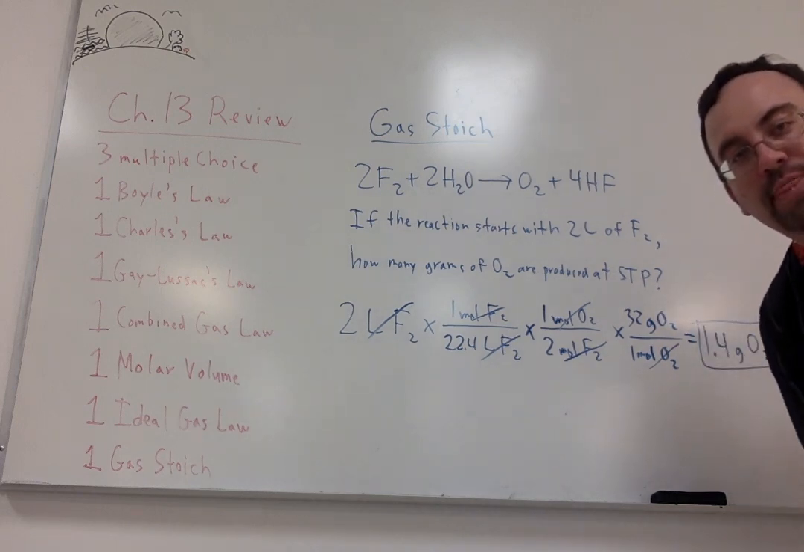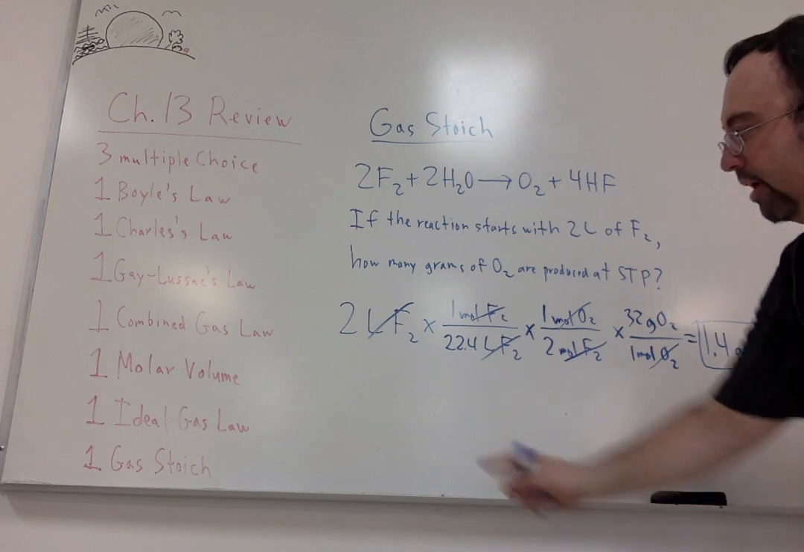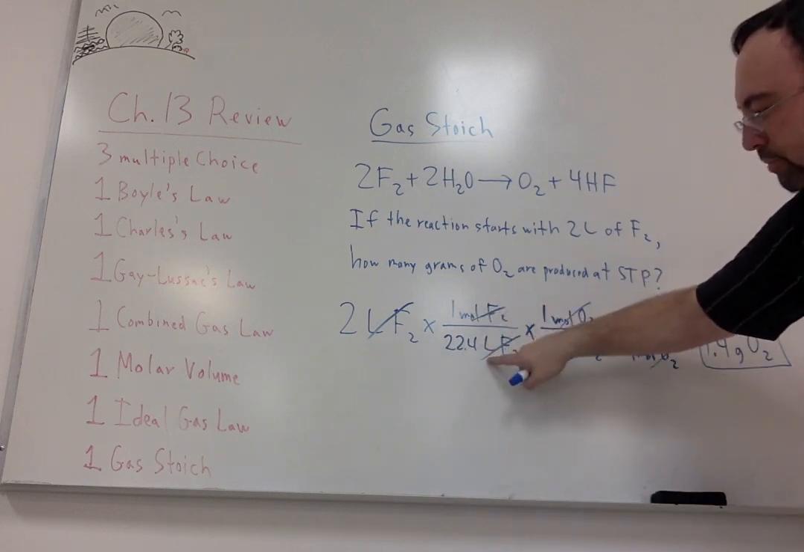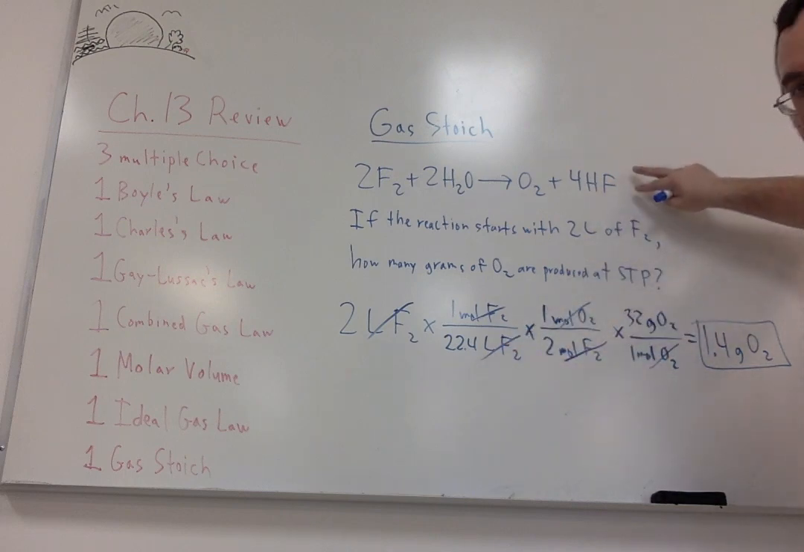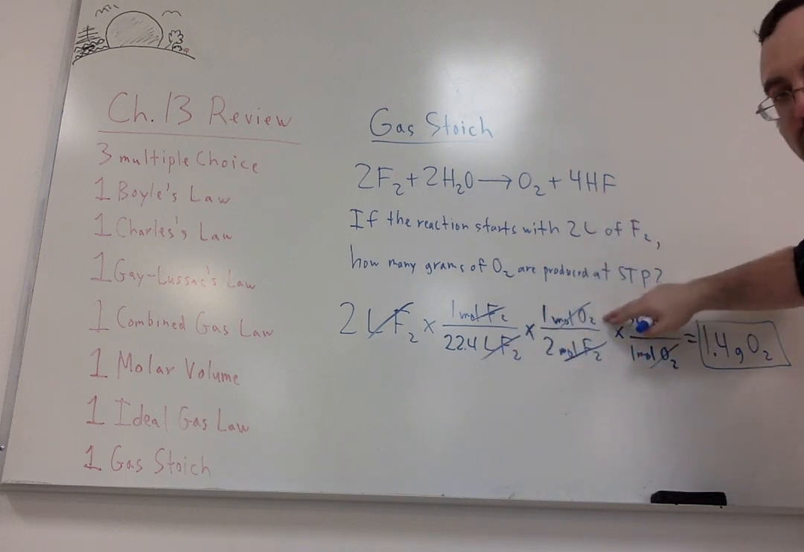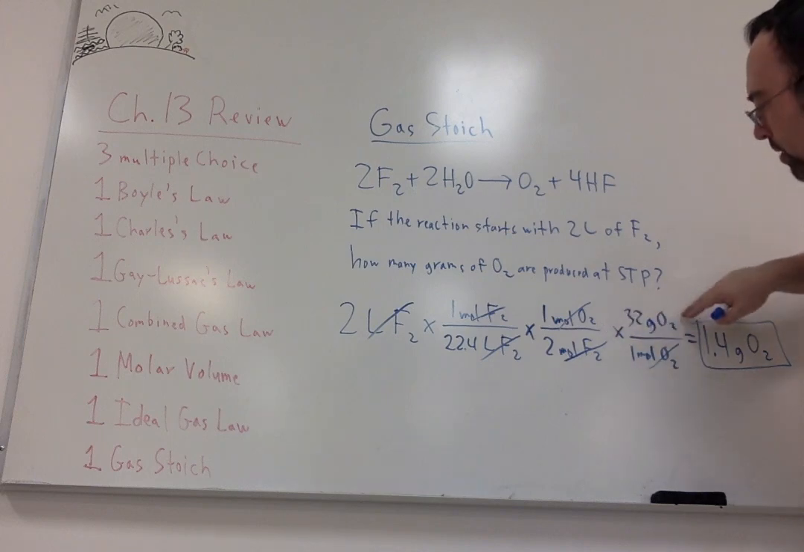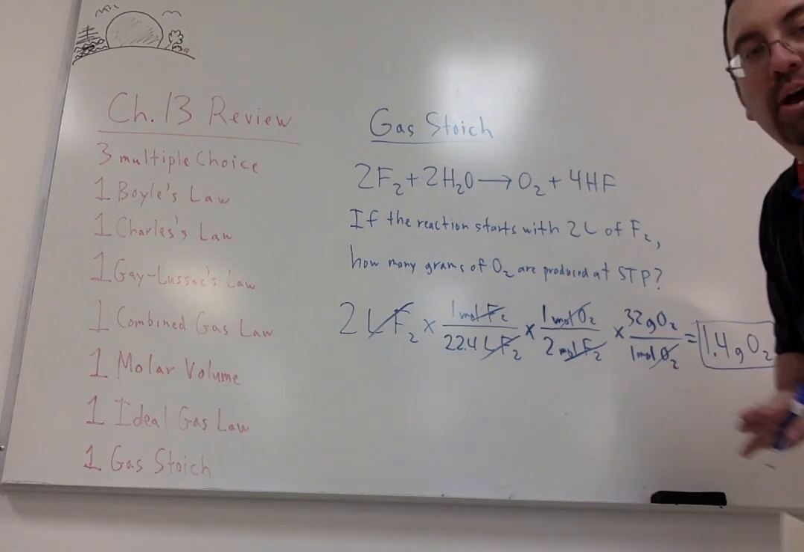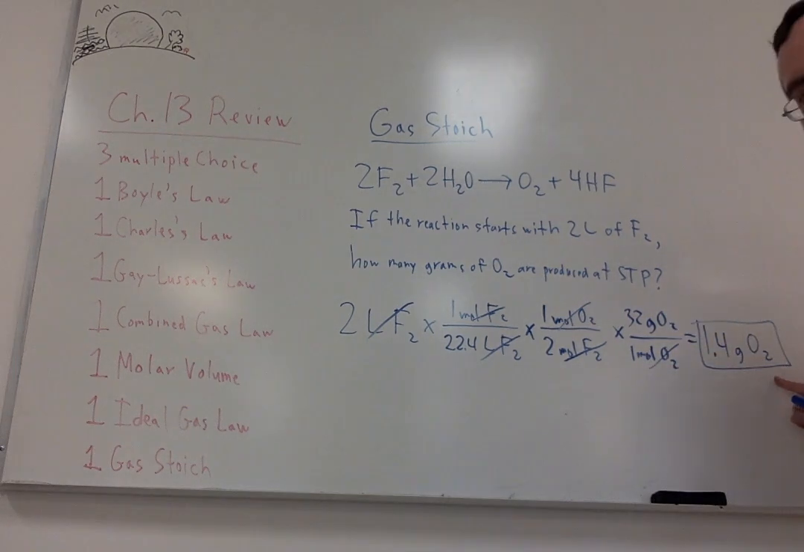So notice that when we set up this problem, we see that it's at STP. That means that 1 mole takes up 22.4 liters. We use our balanced equation to get the mole ratio. And then once we have it in terms of moles of O2, we look at our periodic table to determine that there's 32 grams of O2 for every mole of O2. And so when we do the math, we end up getting 1.4 grams of O2.